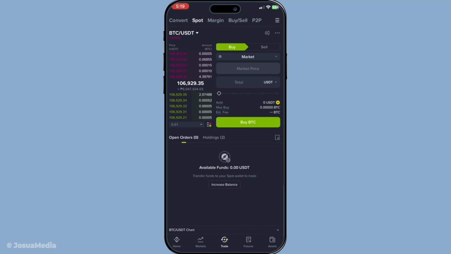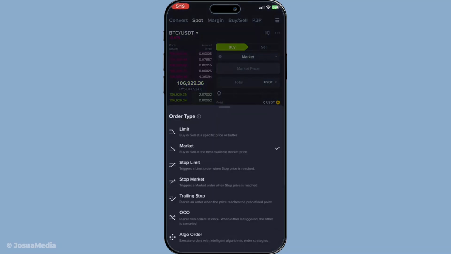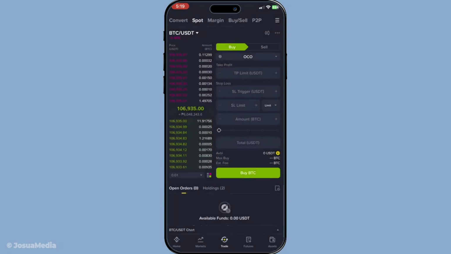Once you have your trading pair selected, it's time to move on to the order type. Here we'll focus on the OCO order, which stands for one cancels the other. OCO allows you to place two orders simultaneously, giving you a level of safety and flexibility all at once. You can have a take profit order and a stop loss order active at the same time on the same trading pair. It's an efficient way to ensure you maximize your profits while limiting potential losses.